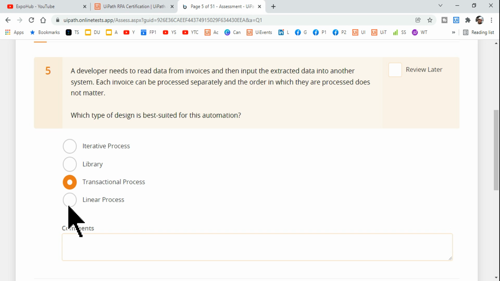Okay, so with this example, you must have got clarity on why the transactional process is the right answer.